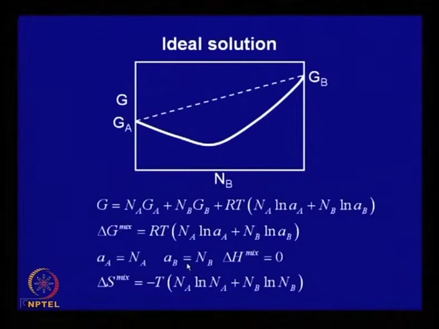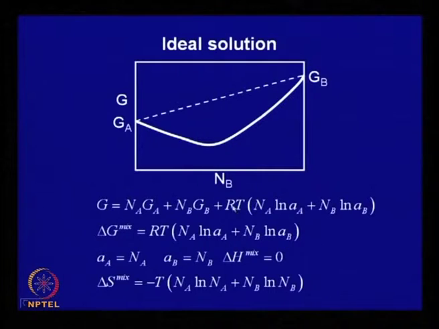Now, an ideal solution is one where activity is equal to atom fraction. So, activity of A in the solution is equal to N A, and similarly activity of B is equal to atom fraction N B, and there is no heat of mixing. That means, if you mix the two, there is no temperature change. So, no heat evolved or heat absorbed. So, delta H or enthalpy of mixing is 0.